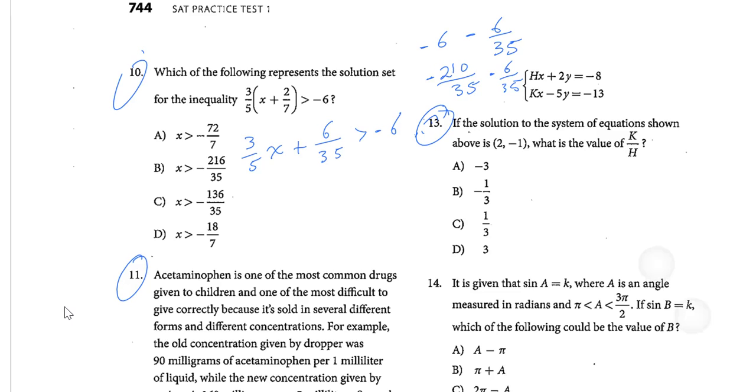So when we subtract fractions, we need a common denominator and we leave the top the same. So this will give me 3 over 5x and then negative 216 over 35. Now, we have this here, so we can multiply both sides by the reciprocal. So if I multiply both sides by 5 over 3, we'll get x is greater than.